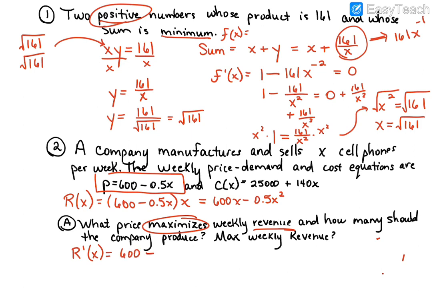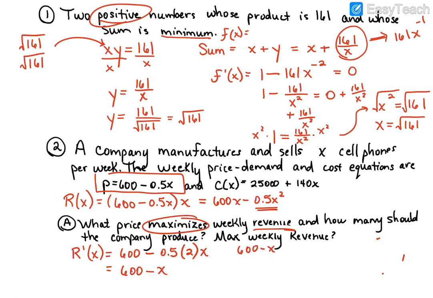And then we have minus, we have our 0.5. When we pull the power of 2 to the front, that'll be times 2. And then we decrease that power by 1. So what we actually have here is 600 minus, when you take 0.5 times 2, that just becomes a 1, and then times your x. So in order to find critical values, we then set that equal to 0 and solve.